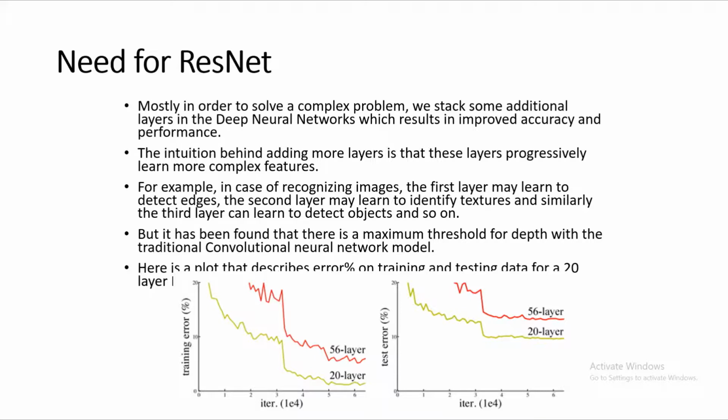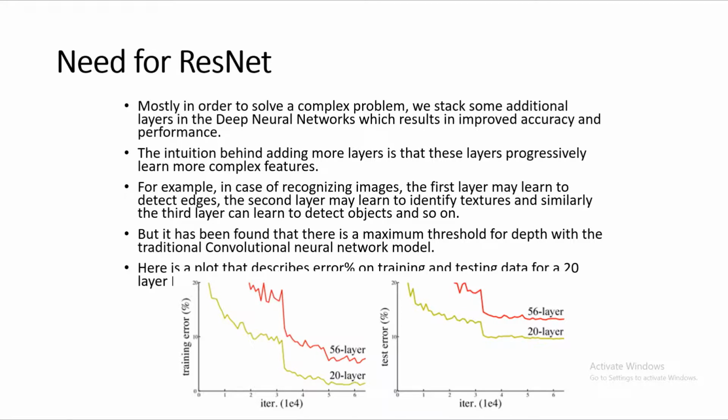we usually stack some additional layers in deep neural networks, which results in improved accuracy and performance. And the intuition behind adding more layers is that these layers progressively learn more complex features. For example, in case of recognizing an image, the first layer may learn to detect edges, and then the second layer may learn to identify the textures, and similarly the third layer can learn to detect the object, and so on.